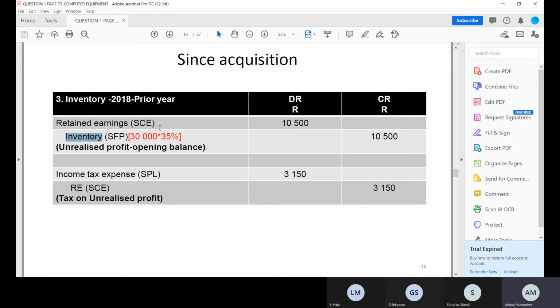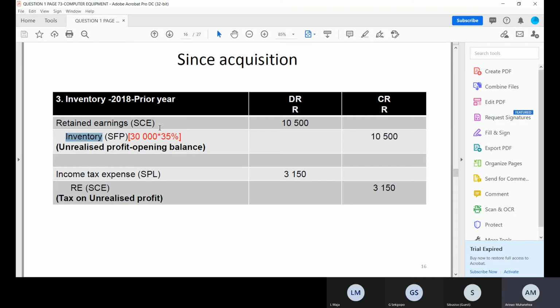In other words, what I'm saying here is that when we go to 2019, because it's the current year, you will see we're going to debit cost of sales and credit inventory. And why are we doing this? We say these transactions have to go into the adjustment.